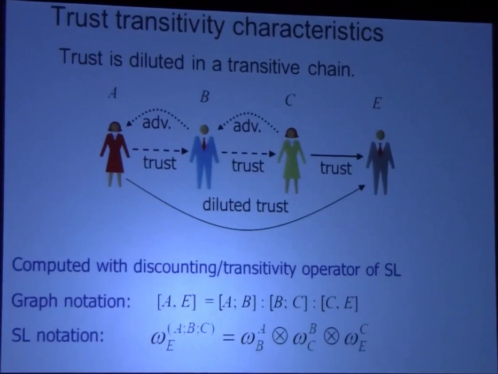So here there are three edges, and three opinions: Alice, Bob; Bob, Claire; Claire, Eric. And the operator is actually the discounting operator, because Claire's advice to Bob and Bob's advice to Alice is discounted as a function of how much trust Alice puts in Bob, and how much trust Bob puts in Claire.